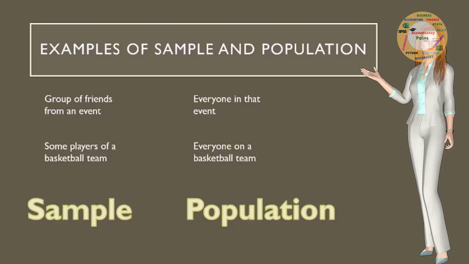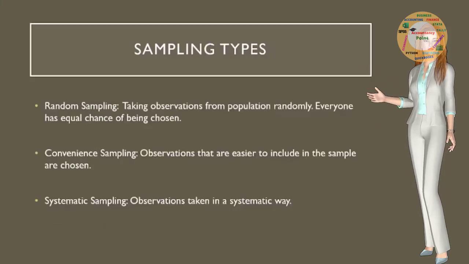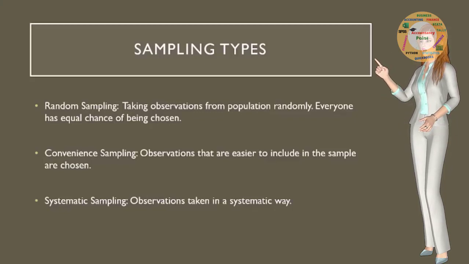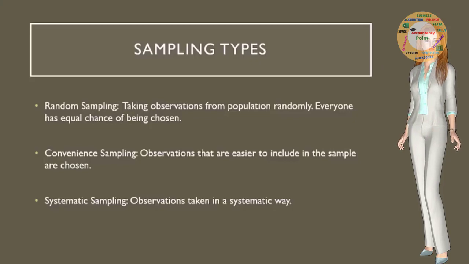Sampling types. Random sampling: taking observations from the population randomly. Everyone has an equal chance of being chosen. Convenient sampling: observations that are easy to include in the sample are chosen. Systematic sampling: observations taken in a systematic way.